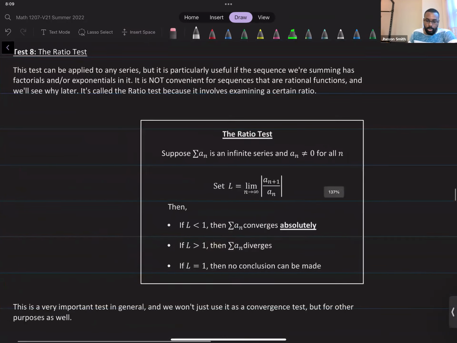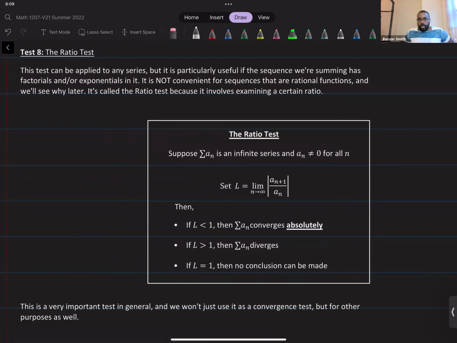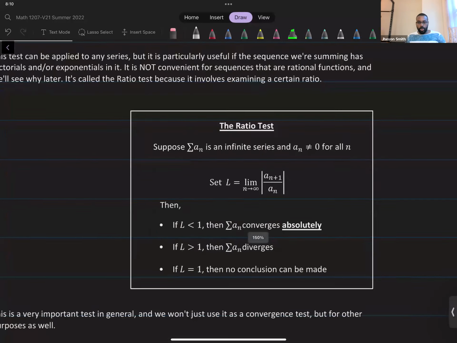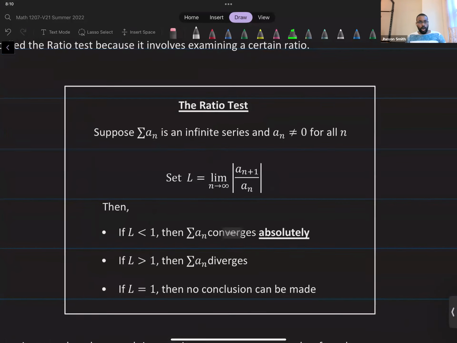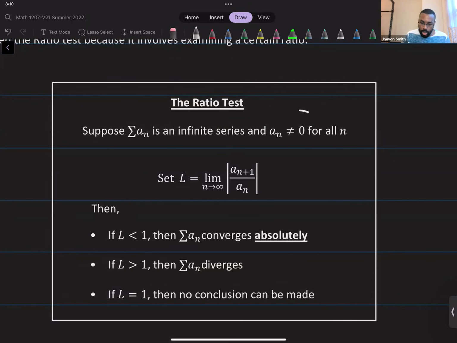Okay, so test 8. There's a test called the ratio test, and the test is so called because you actually create a ratio, and based on that ratio you're going to make some determination. By the way, it works for any series. The only requirement is that none of the terms are 0. You don't care about whether it's decreasing and you don't have to check anything else. Just make sure that this thing is never going to be 0.